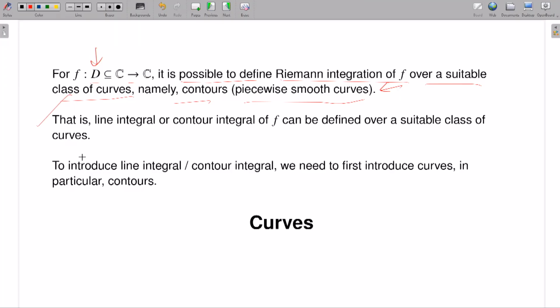So it is the same concept, that is the line integral. If I define a complex-valued function of a complex variable, the integral of that function over some contour is called the contour integral of f, and can be defined over a suitable class of curves. Before that, to introduce the line integral, that is called contour integration or line integration, because I am talking about the integral of my function over a contour. So that is called contour integration or line integral.